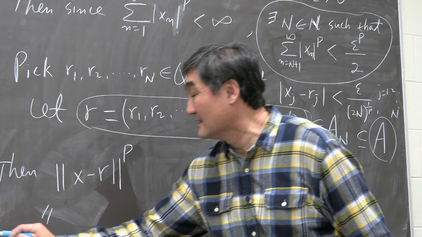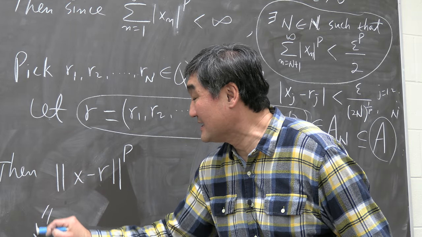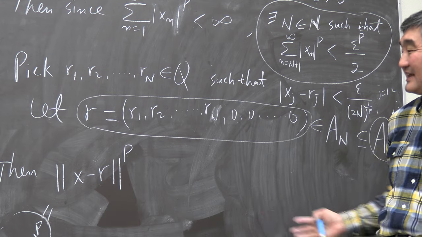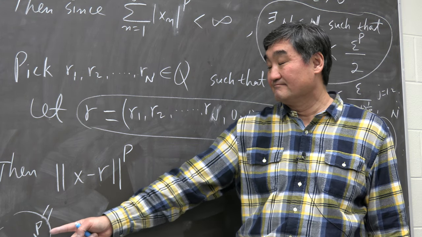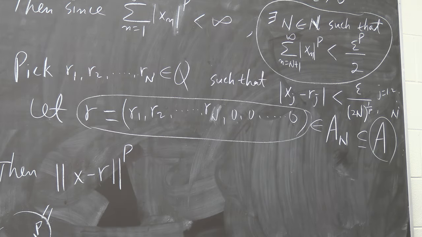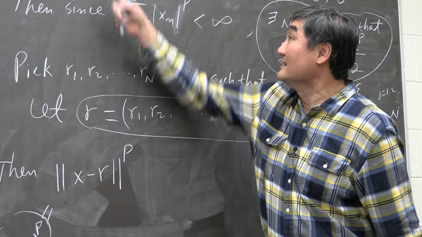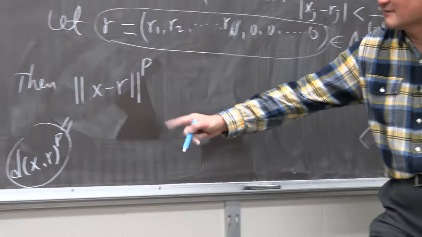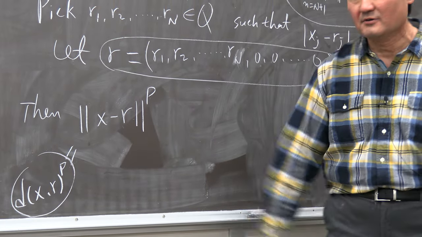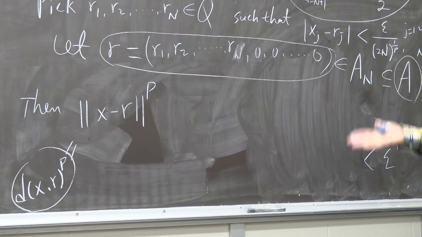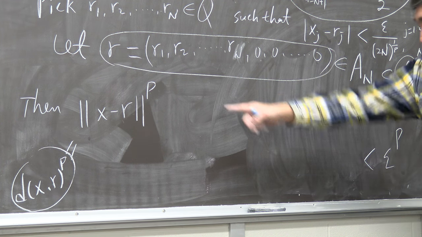After we do that estimation, we will take the p-th root to both sides afterwards. So let's look at what happens to the p-th power of their distance. We want that to be less than the p-th power of epsilon. Then we conclude, if we take the p-th root to both sides, that the distance between the two sequences is less than epsilon, which is what we desired. Then how do you get that estimation?